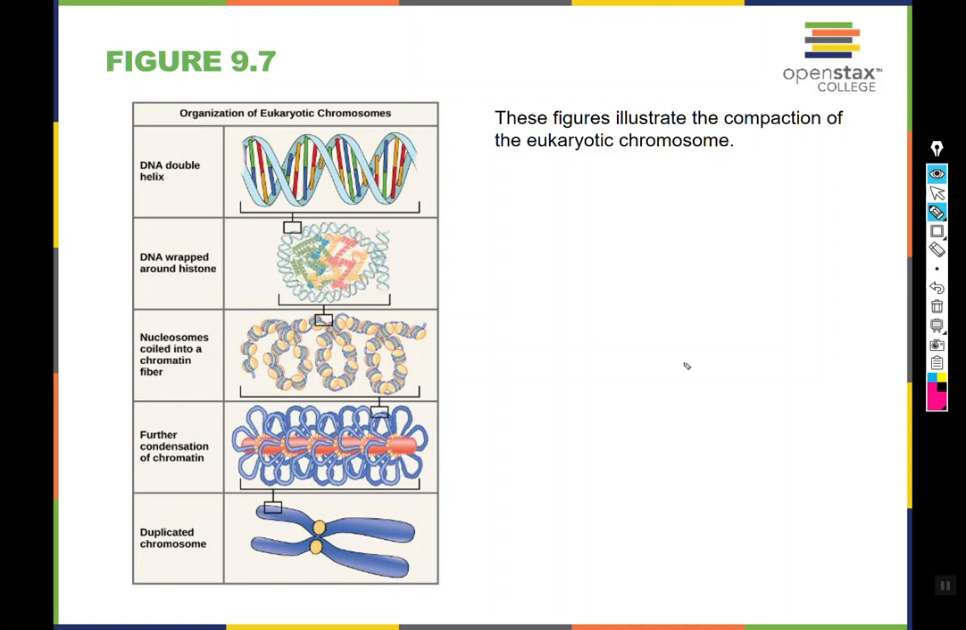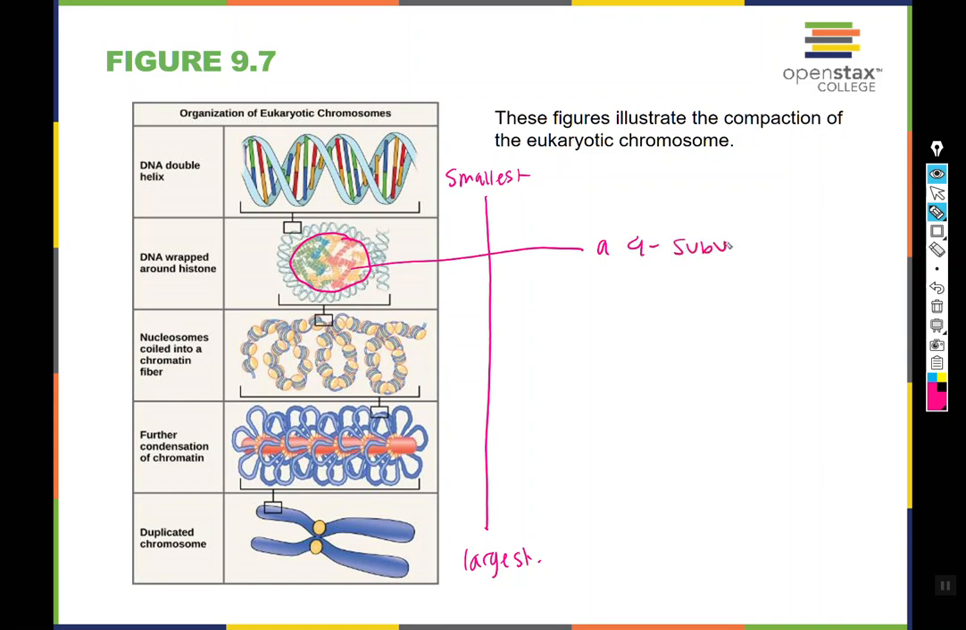So in each of these rectangles, this one is smallest, so we're zooming out. So this is us zooming out from little to big. The DNA gets wrapped around a histone, which is this, and a histone is a 4 subunit protein. And they basically function as spools, as for thread, for example.